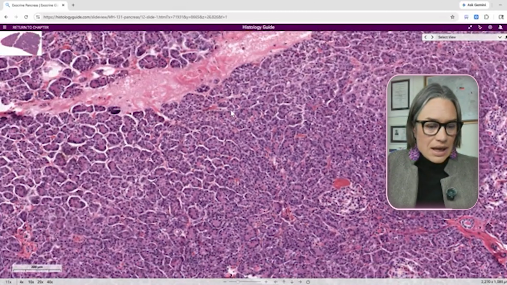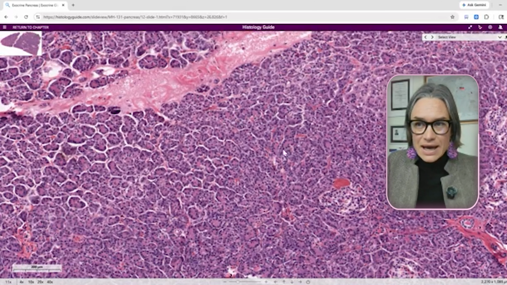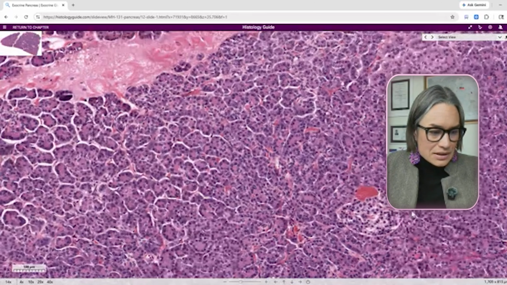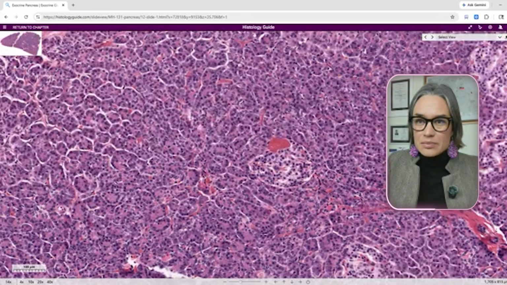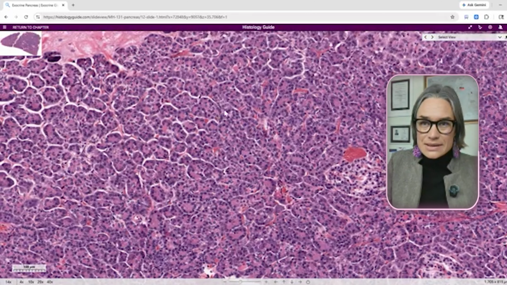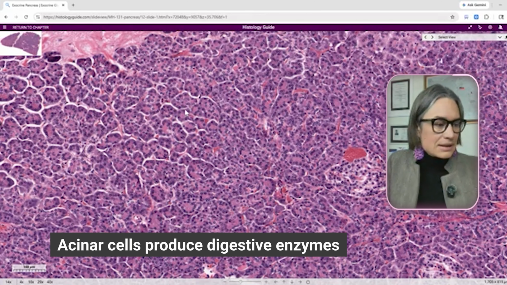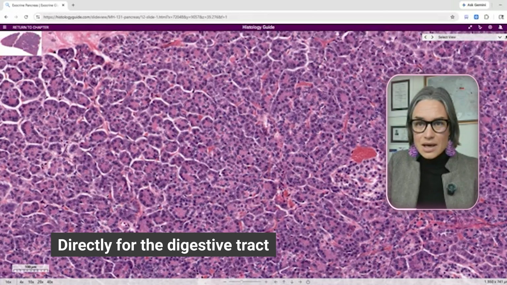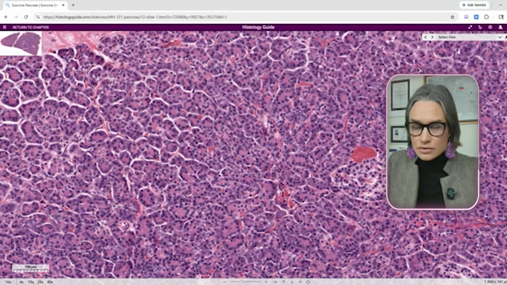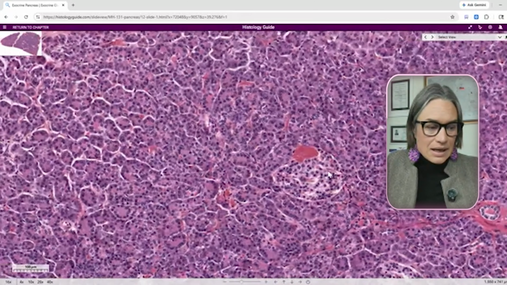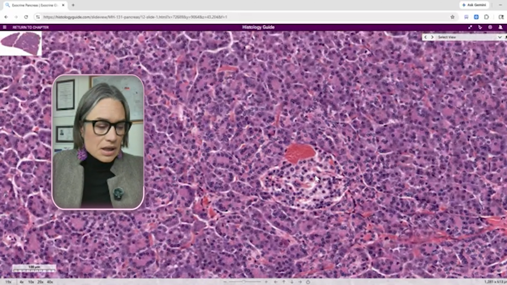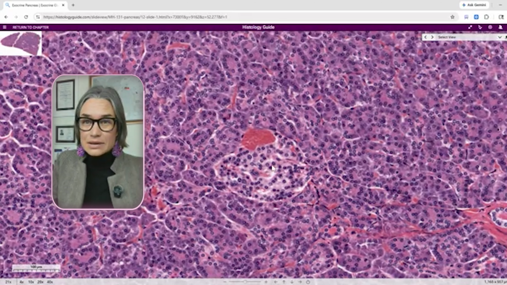We already showed that. And then we have the islets of Langerhans. This is the endocrine pancreas. This is where the hormones are being produced. So the dark ones, the acini, produce digestive enzymes directly for the digestive tract. And that's why they are called exocrine, because they excrete to something external. Whereas the islets are called endocrine, and endocrine tissue produces hormones that go directly to the blood.